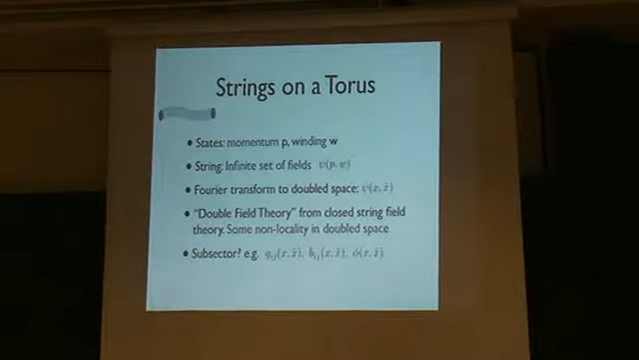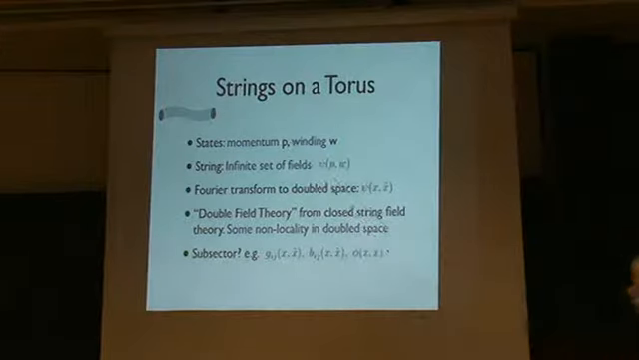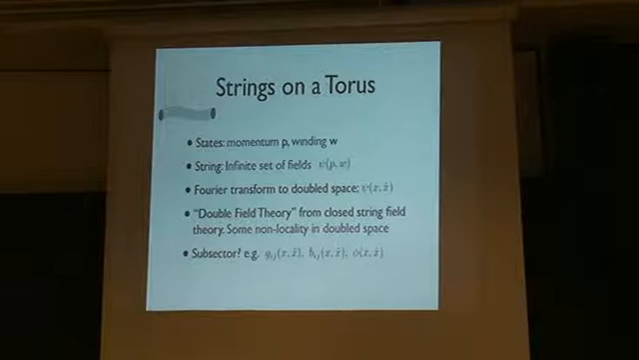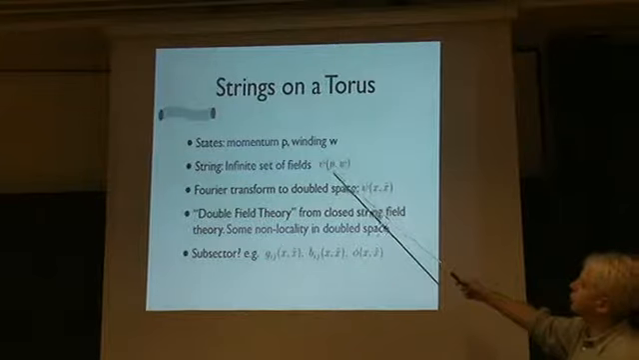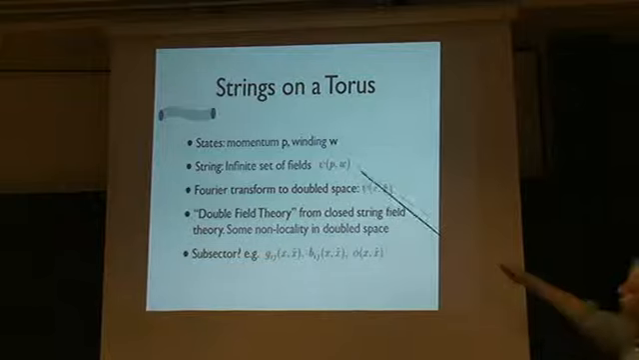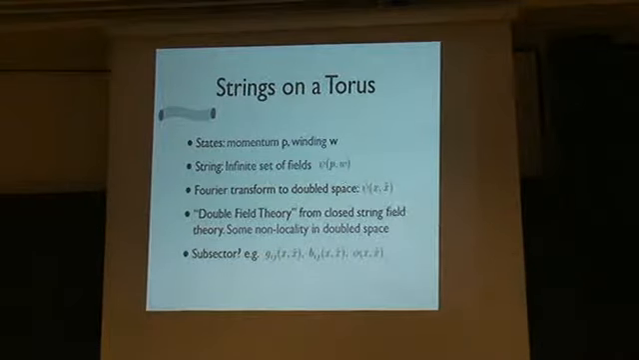So for strings on a torus, the states are labeled by the momentum on the torus. On a circular direction, the momentum is quantized. And also by the winding numbers, the number of times the string winds around each of the toroidal directions. The string then gives rise to an infinite set of fields which depend on P and W. In Minkowski space, we just get a set of fields which depend on P. But because there's a torus, it depends on both P and W.